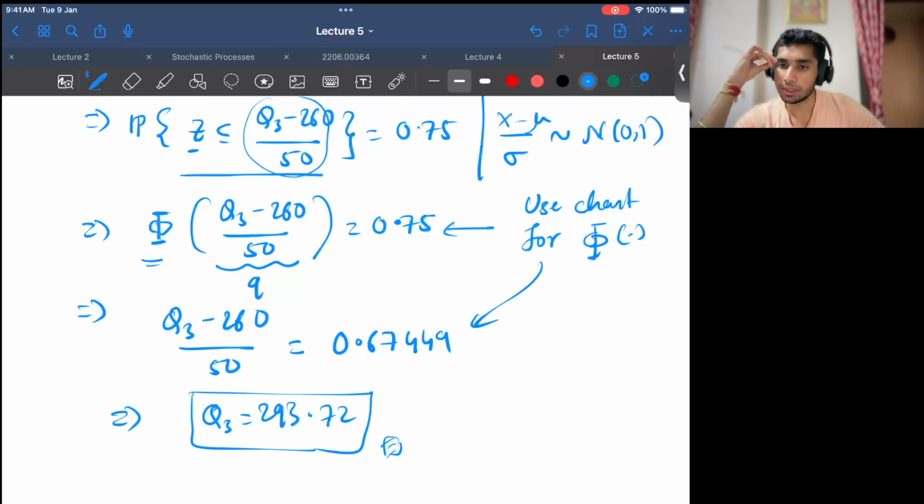Yeah, in exam chart is given, okay. So you have posted some question, is it? Sai, okay. What is the question?